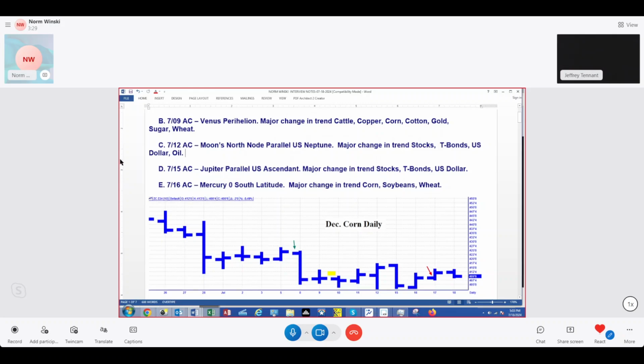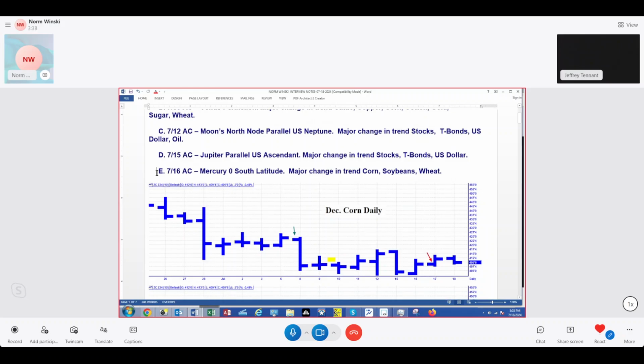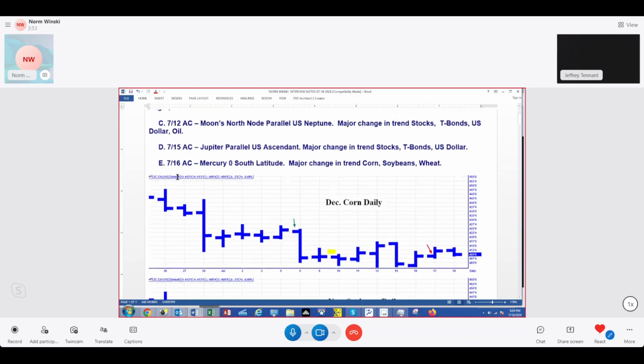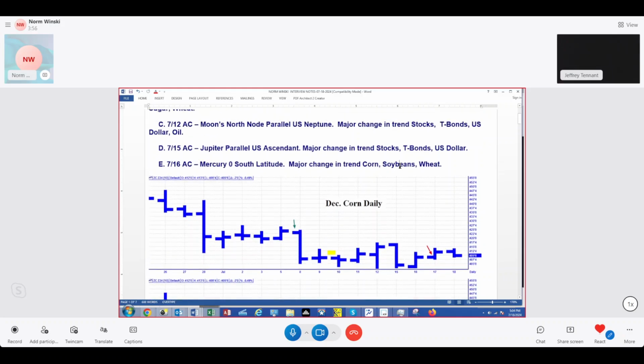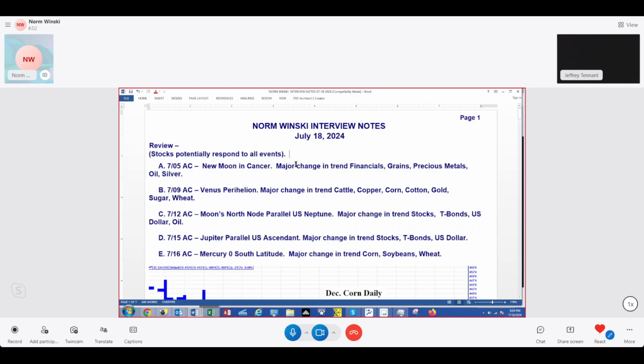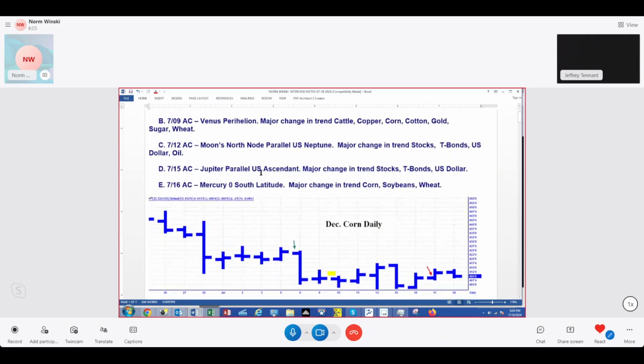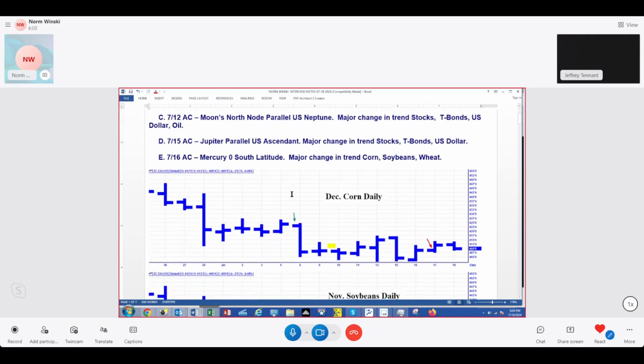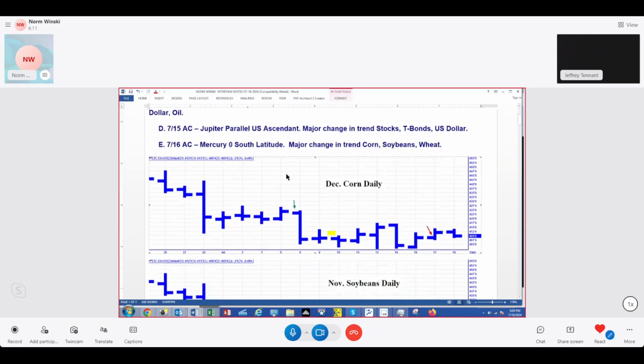Neptune is oil. Then we have the night of the 15th, Jupiter to the U.S. chart again for stocks, T-bonds, and the U.S. dollar. And then the night of the 16th, which we now know was a big deal. Often I have told you, this is one of my top things, when the planets get to zero latitude. On that night of the 16th, we had Mercury at zero south latitude, and we always look at corn, soybeans, wheat, the grains. Let me remind you that stocks potentially respond to all these events, and we certainly saw that on the morning of the 17th, which was yesterday. This is being done on Thursday the 18th.